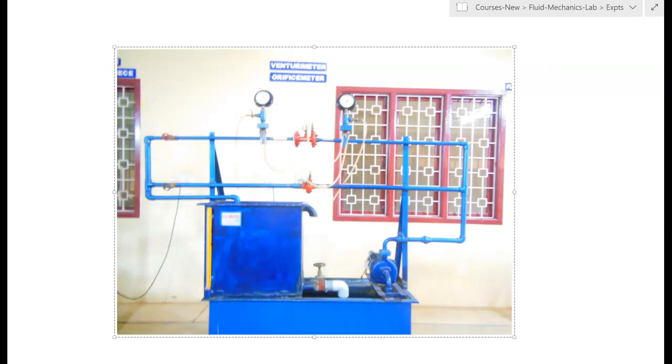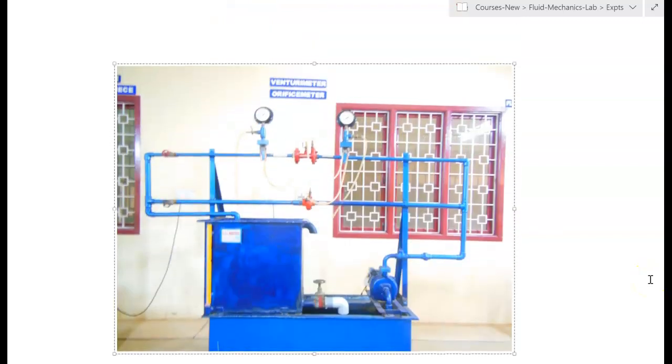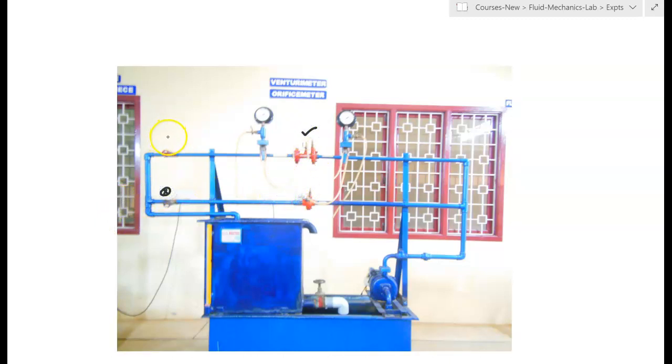Right, in detail it is given in the manual. So in this video I'm just going to give the salient points. You put on the pump. Suppose you are doing the experiment with the Venturi-meter, keep the valve of the Orificemeter closed, open this completely, and then put on the pump. Make sure that this valve is also open.